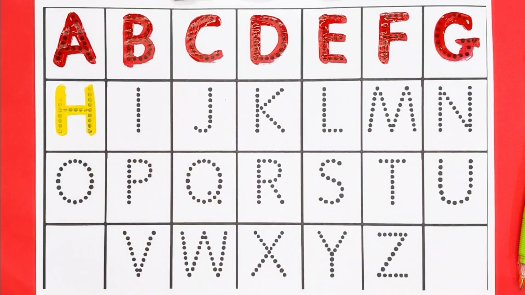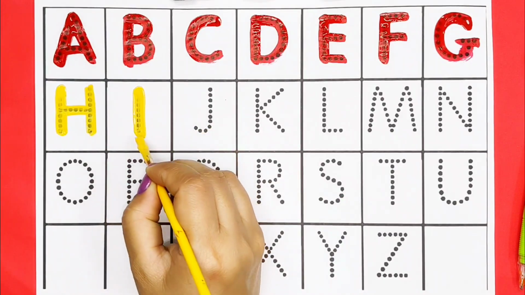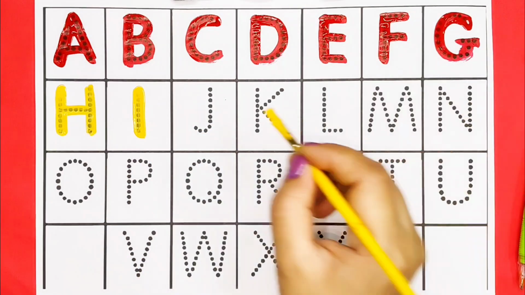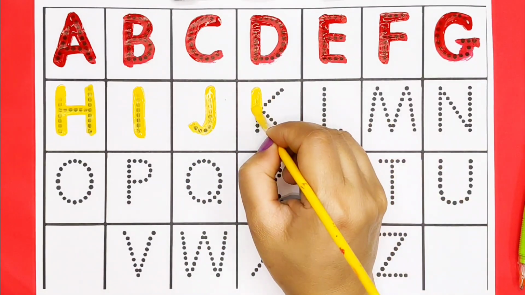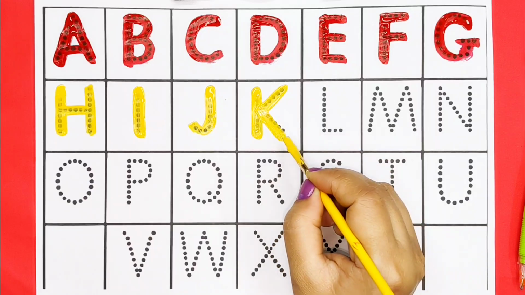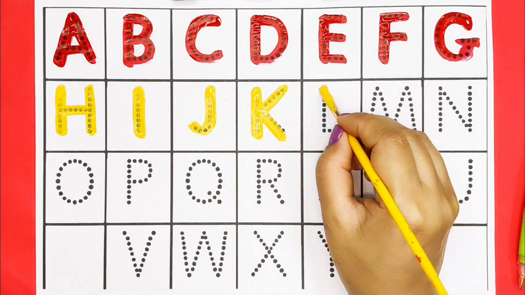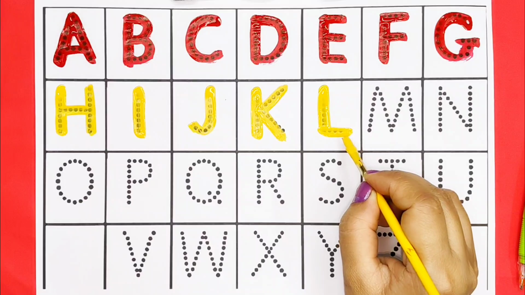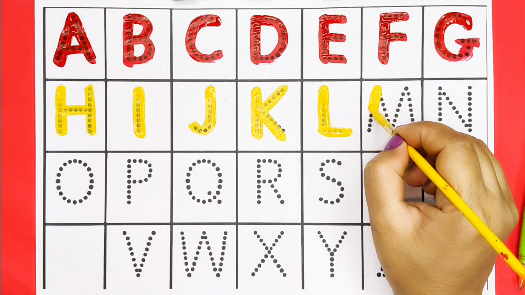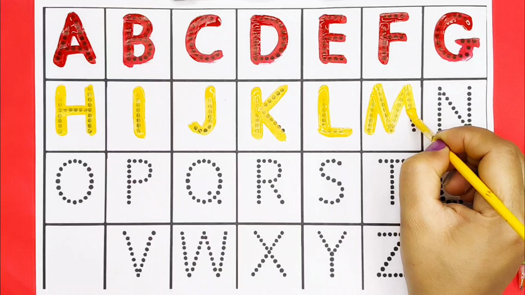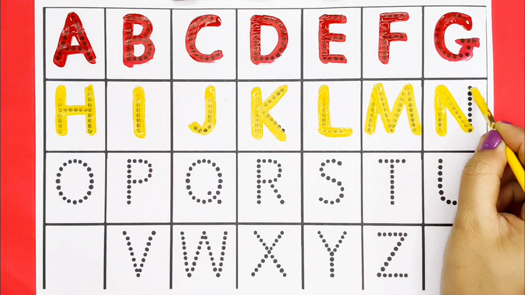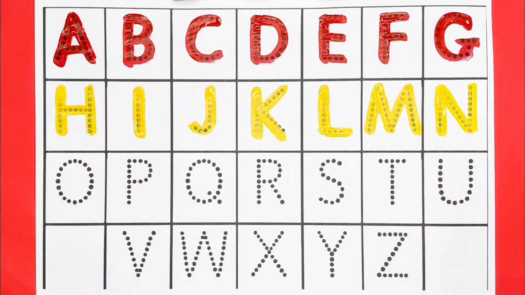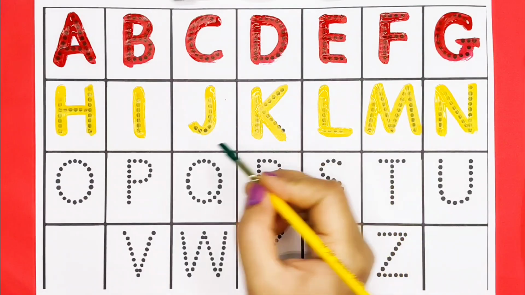H for hand. I for island. J for joker. K for kite. L for lion. M for mango. N for nose. Dark green color.